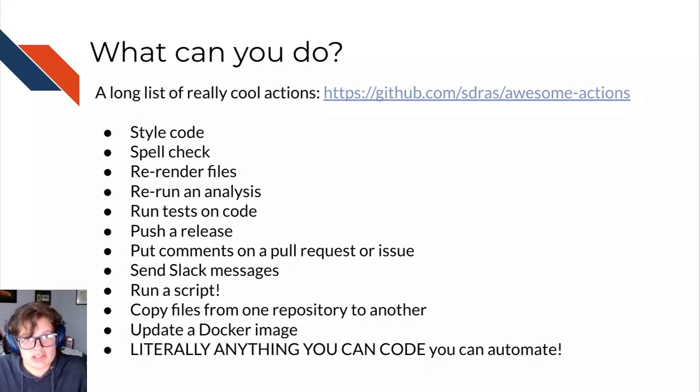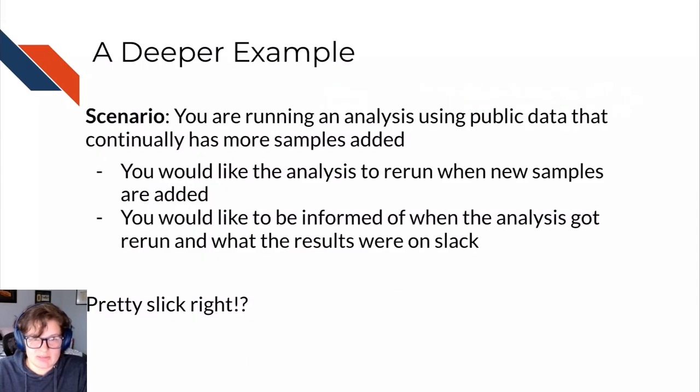There's so many. You can run a script. You could copy files from one repository to another. So you're not necessarily even constrained to only do one repository action. You can have ones that span to different repositories. You could update a Docker image, so you could definitely work with containers. And we have our other course that goes into more about containers. Yeah, literally anything you can code, you could automate. Really, what GitHub Actions allows you to do is just have it triggered by any kind of event that you would like that's probably going to be on GitHub. So there's a lot of possibilities.